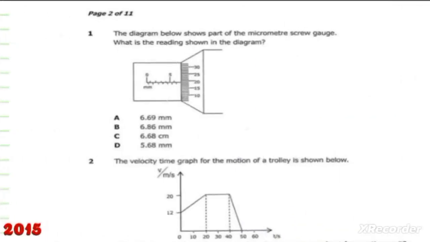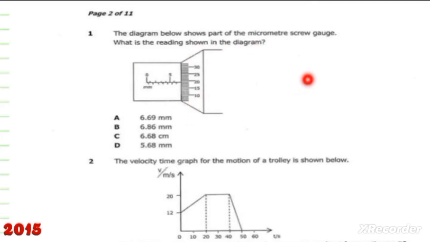So as we can see, we are done with this question. Let us also answer this question, which is coming from 2015 past paper. And the question is question 1. The diagram below shows part of the micrometer screw gauge. What is the reading shown in the diagram?